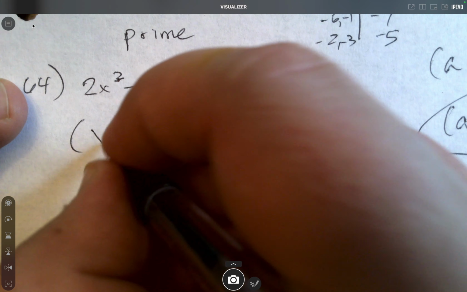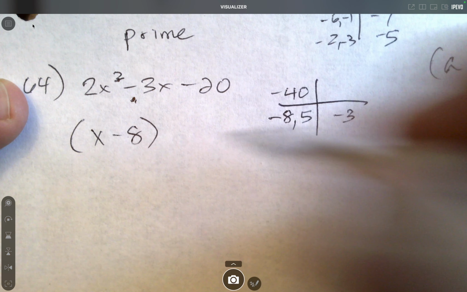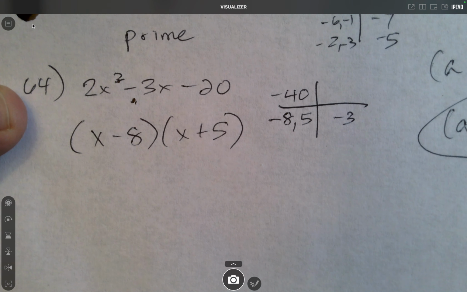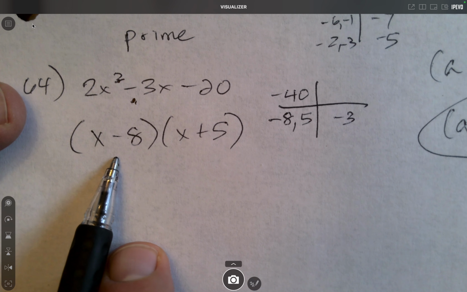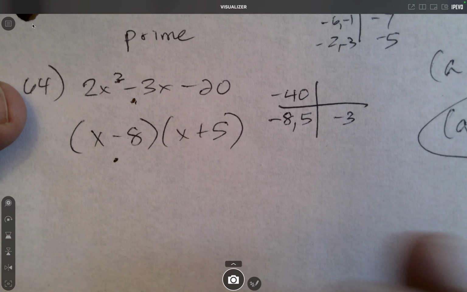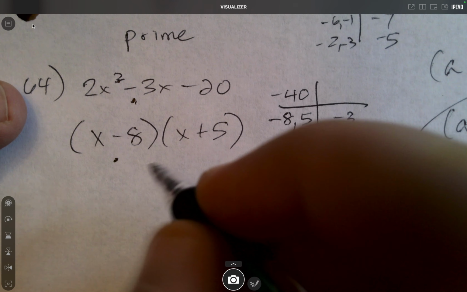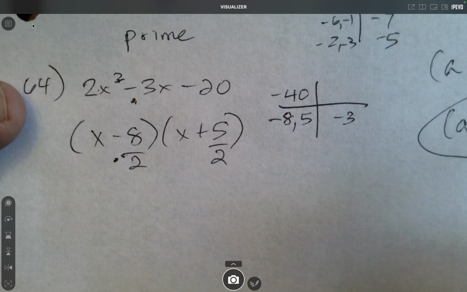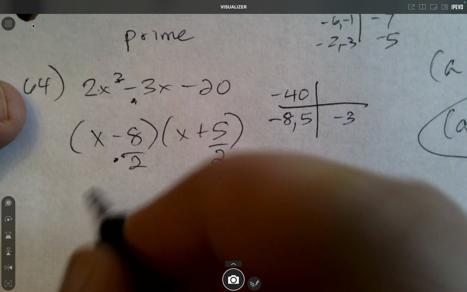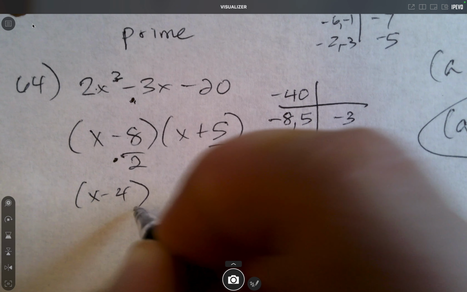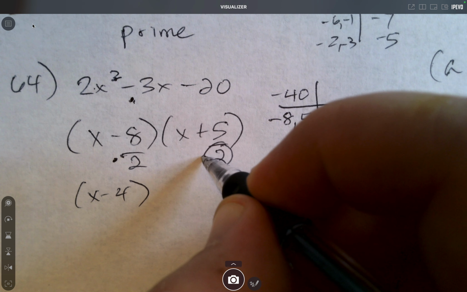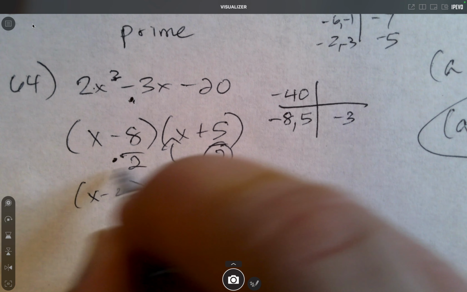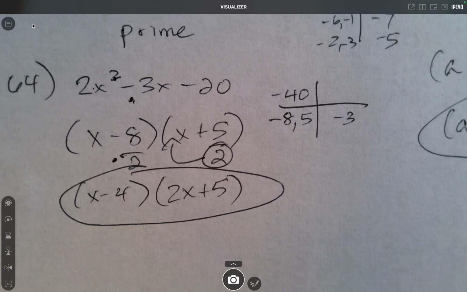So we'll do x minus 8, x plus 5. And just another reminder, it does not matter which order you put these in. If you put x plus 5 first and x minus 8 second, that's completely fine. Then we divide both by 2, because that 2 we tried to hide in with the 20 to make the 40 is coming back, trying to divide and conquer us. 8 divided by 2 is 4. This 2 comes up, because we can't reduce it. We bring the bottom up, and it becomes 2x plus 5.